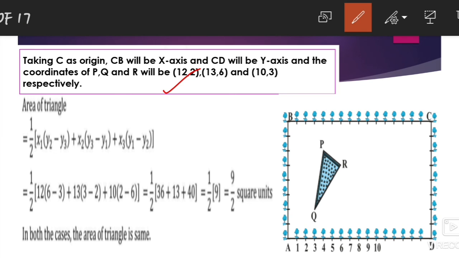As you can see, these are the coordinates. Again, put these coordinate values in the area of triangle formula. Again, you can see that the area of PQR is equal to 9/2 square units or 4.5 square units. So you can see that if you take A as origin or if you take C as origin, for both Cartesian planes, the area of the triangle will remain the same and it will be 4.5 square units. That means changing the Cartesian plane or changing the origin does not change the area of any fixed triangle. So this is the observation for this question.